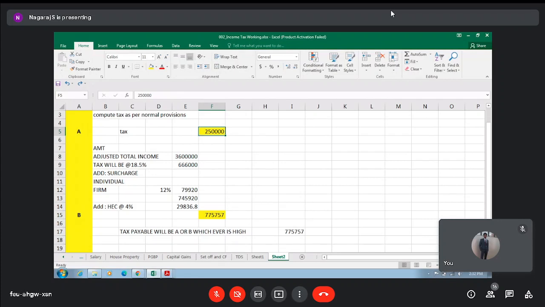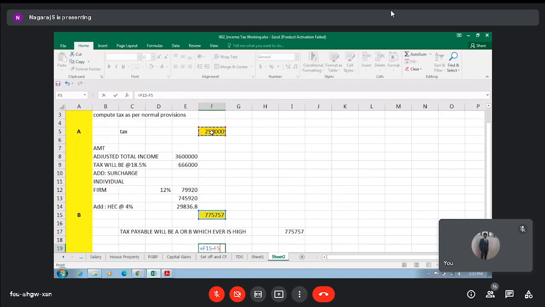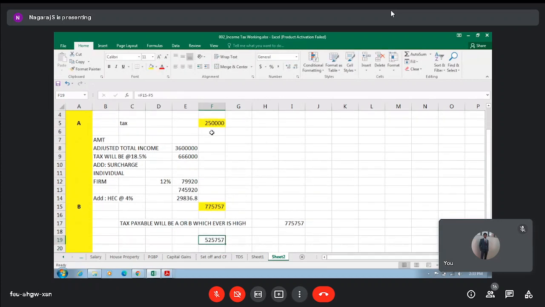How much is the difference? This minus 2,50,000. Difference is 5,27,757. That is the AMT credit. AMT credit is this much. Assume that this is for 2021. We have calculated for 2021. Now I will calculate for 21-22. Assume that the same thing I will copy, but I will change the figures.